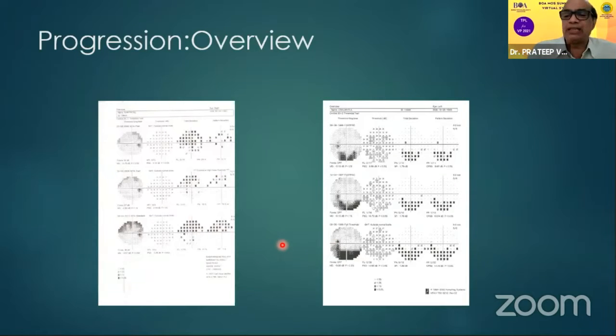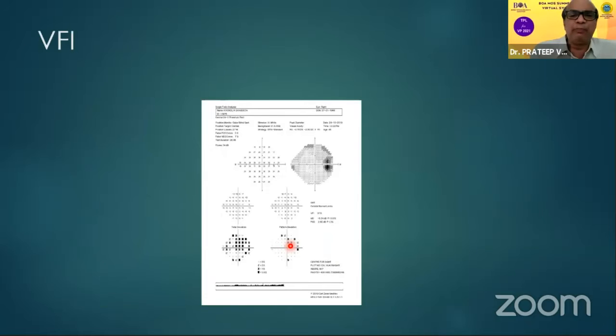As I said, glaucoma is a chronic progressive disease, so you have to do the progression analysis as well. The first and foremost important thing is to look at the overview printout. The overview printout gives most of the information. Even by the grayscale, you can see that yes, the patient has progressed over a period of time, and the total deviation and pattern deviation plot on the progression analysis. But that has become pretty old. And now what we look for is the VFI, the visual field index.